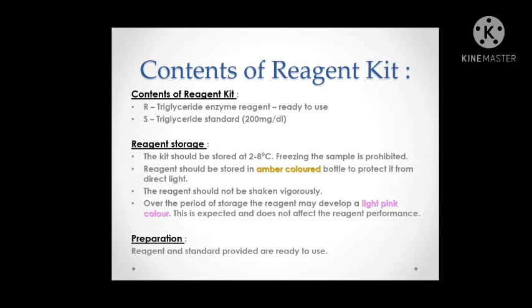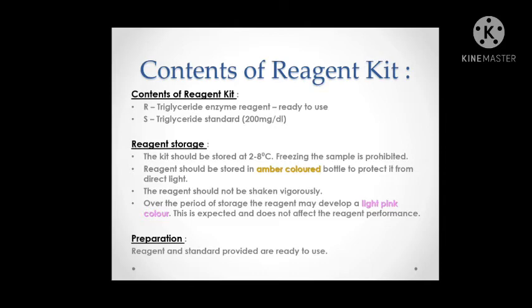Now let us look at the contents of the reagent kit. The reagent kit contents are 2 bottles marked R and S. In bottle R we find triglyceride enzyme reagent, ready to use, and in bottle S we find triglyceride standard, which is 200 mg per dl.